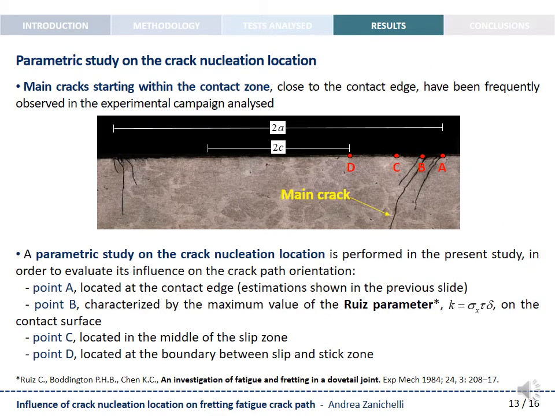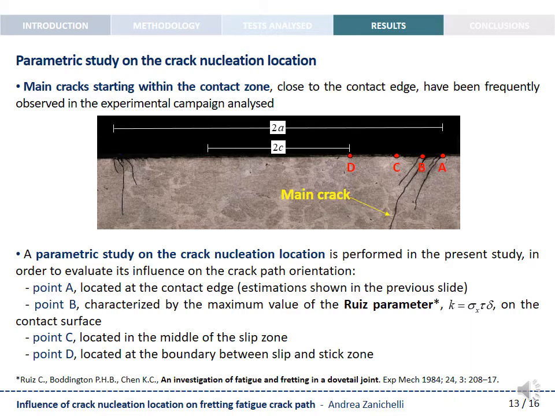Different cracks starting within the contact zone, close to the contact edge, have been observed in the experimental campaign analysis, as you can see from the picture of a specimen type number 2 reported here. Therefore, a parametric study on the crack nucleation location, starting from the contact edge and moving inside the contact surface, is performed in the present study in order to evaluate its influence on the crack path orientation. More in detail, in addition to the crack path orientations estimated in correspondence of the contact edge shown in the previous slide, 3 other different points are considered for the crack nucleation location.